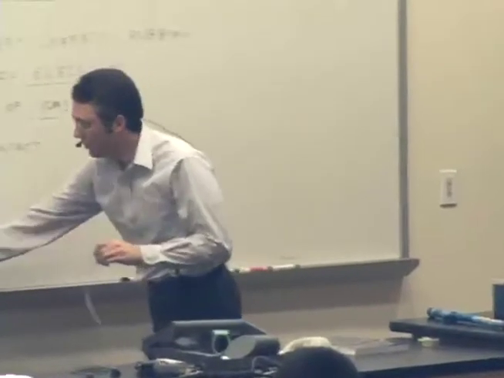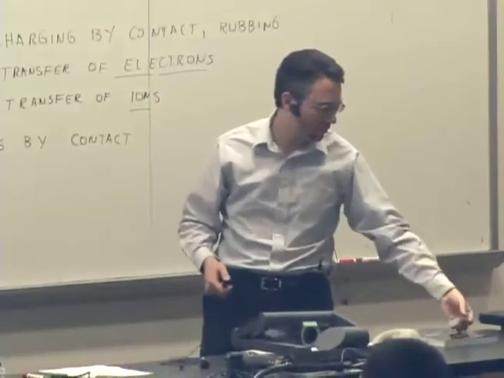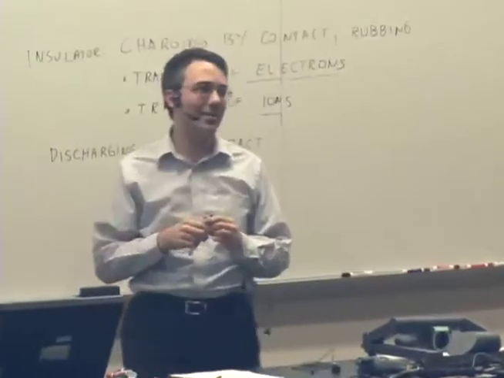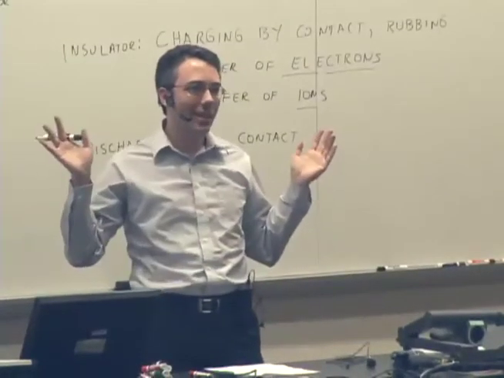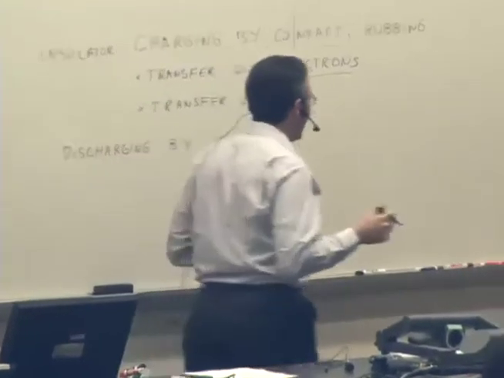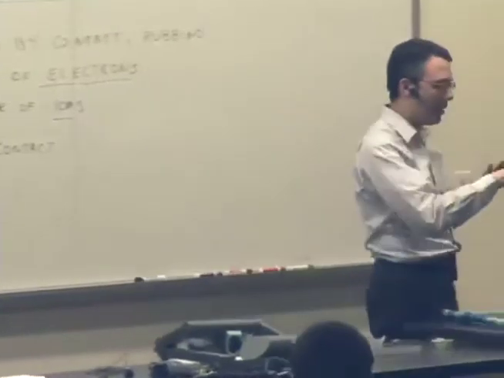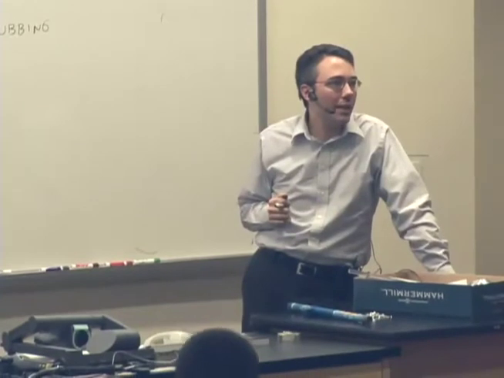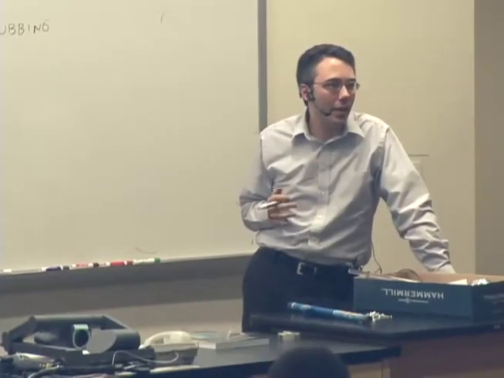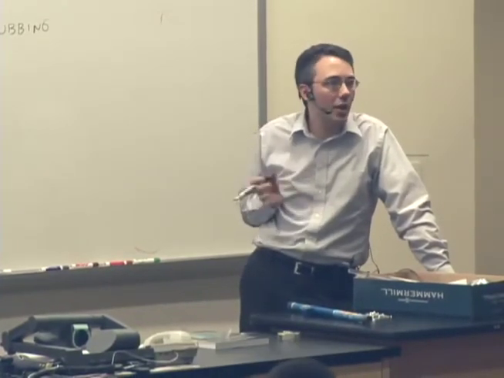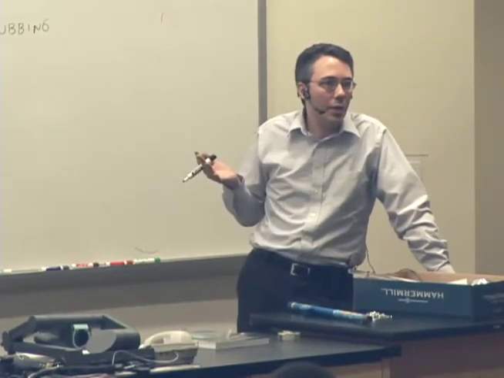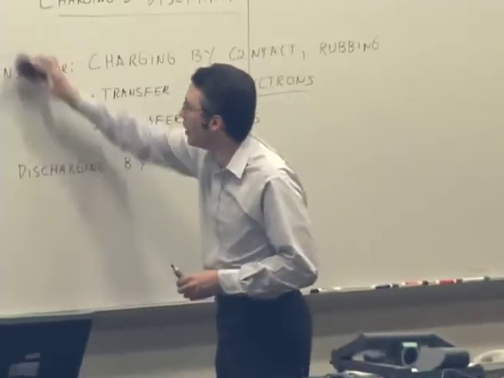Where do those ions come from? My sweat. Am I a conductor or an insulator? I'm actually a conductor, aren't I? Because you have a layer of sweat, a layer of water on your skin, and dissolved in that water are ions, salts. You could have sodium chloride dissolved in the sweat on your skin.